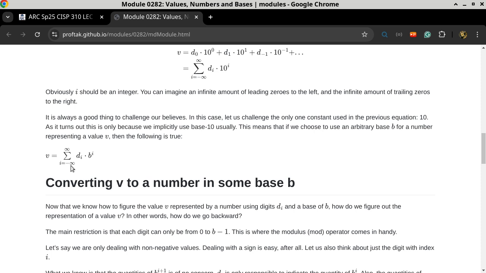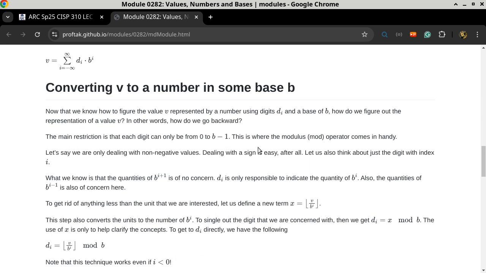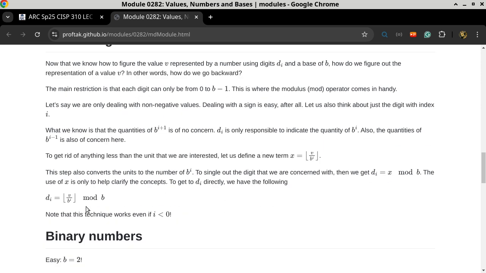So we can also have a general equation to go backwards. I'm going to skip the rationale and jump all the way to the equation itself. So this is going the opposite way. You give me a value, you give me the base, and you give me the digit position, which is I, and I'll tell you what digit I is supposed to be.